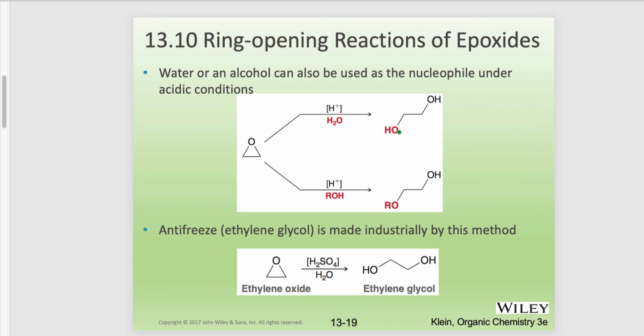So in this case, we see we're forming a diol, and here we're forming an alkoxy alcohol, right? So this is a 1-2 relationship. Antifreeze, which is ethylene glycol, can actually be made industrially by treating this with sulfuric acid. Square bracket means it's a trace amount, it's a source of H+ as a catalyst to form ethylene glycol.